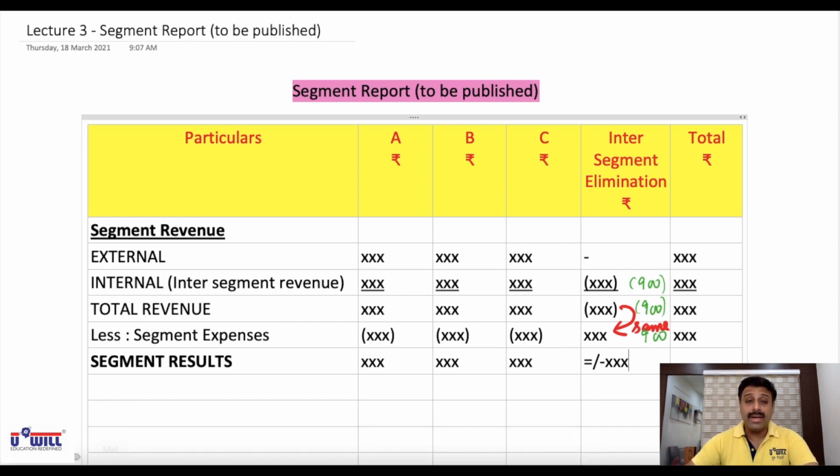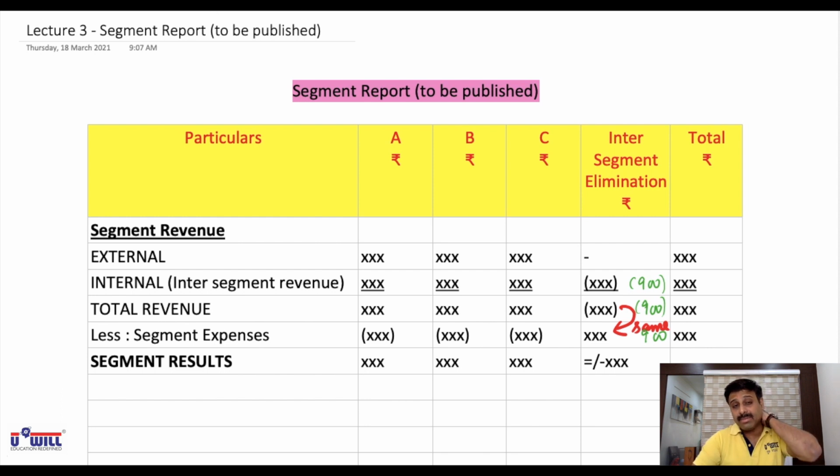Now suppose, let us take the example I told you right now, that they don't sell at 900. Ahmedabad also sells at 1200. Then what will you do? In inter-segment revenue you will include 1200, but cost you will include only 900. So here you will minus 1200, here you will add 900, and the profit you are earning is 300. To eliminate that profit, you will add 300.